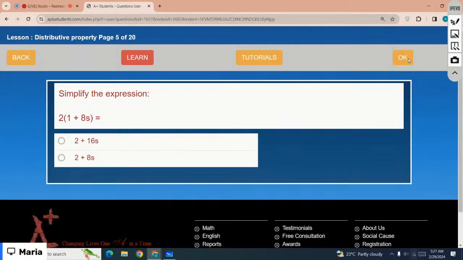Okay, simplify the expression 2 times 1 plus 8s. So which is the correct option? 2 times 1 is 2 and 2 times 8 is 16s. So option number 1 is the correct option, that is 2 plus 16s.